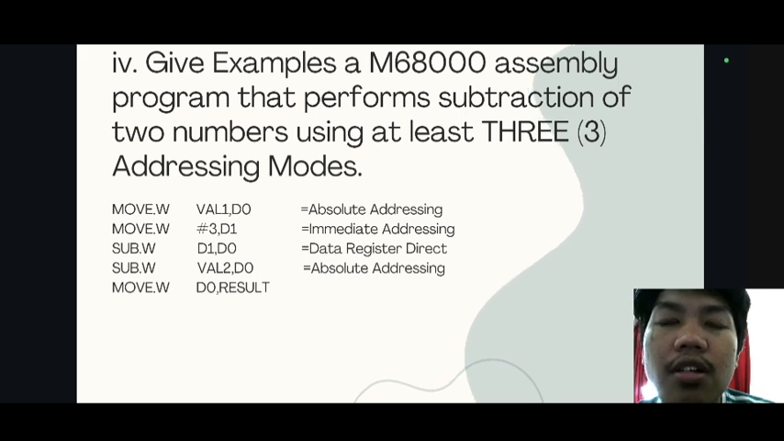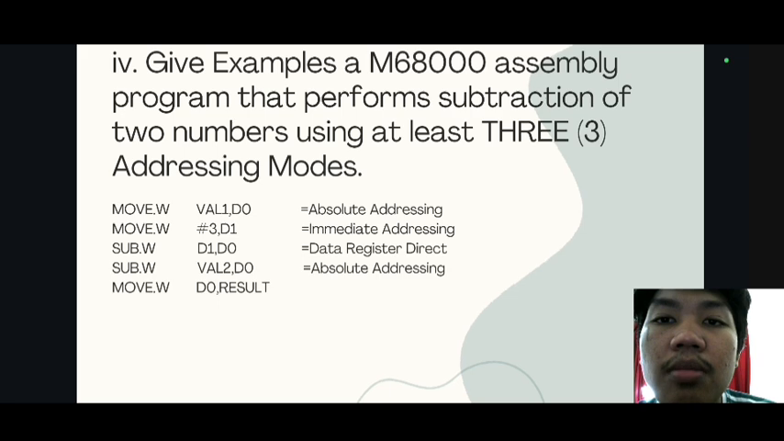For question 4, give an example of an M68000 assembly program that performs subtraction of two numbers using at least 3 addressing modes. First, we do move.w val1 into D0. We use absolute addressing for the first method.